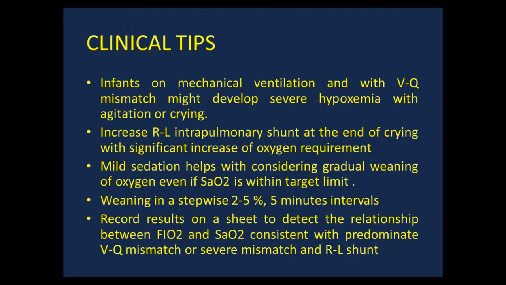Weaning should be stepwise, 2 to 5%, as we mentioned before, at 5-minute intervals. Record results on a sheet to detect the relationship between inhaled fraction of oxygen and saturation, and to detect consistency in your graph, or the relationship with predominance of either ventilation perfusion mismatch or severe mismatch and right to left shunt.